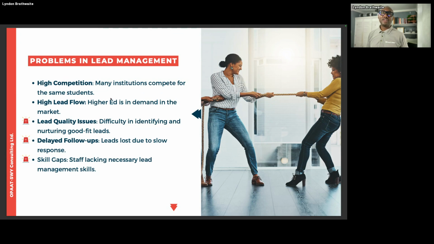While customers may call us to talk about sales and sales strategies, we get to realize that sometimes the problem isn't the sales strategy per se, but how the organization has or does not have an approach towards managing leads. And in the higher education space, as we know, it is highly competitive, all right? And apart from just being highly competitive, you also have this high demand.